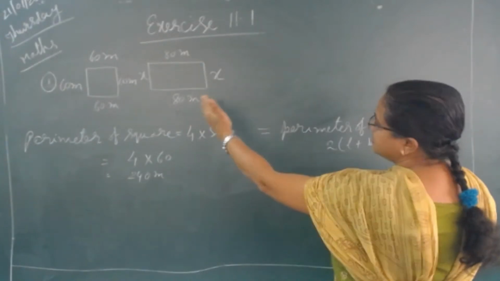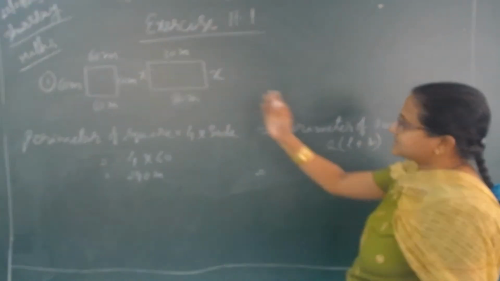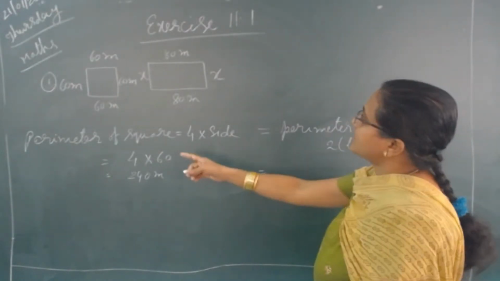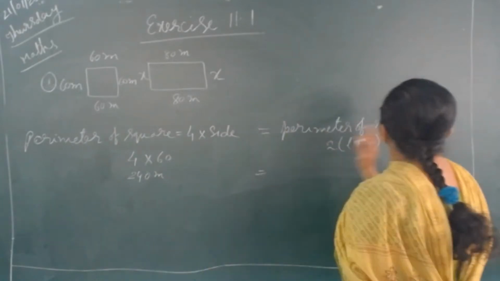Both the square as well as the rectangle have the same perimeter. Understand, square as well as the rectangle. So what we have done, 4 into 60 should be equalized with the perimeter of the rectangle.